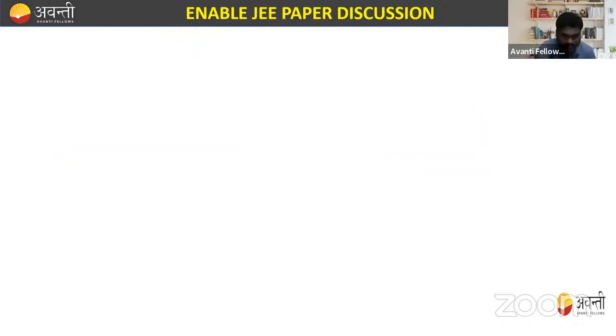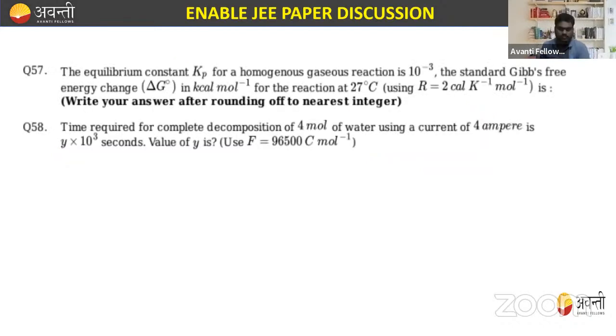Right? Now, next move to question number 57. So what does question 57 suggest, beta? The equilibrium constant Kp for the homogeneous reaction is 10 raised to the power minus 3, and the standard Gibbs free energy in kilocalories per mole for the reaction at 27 degrees Celsius is this.